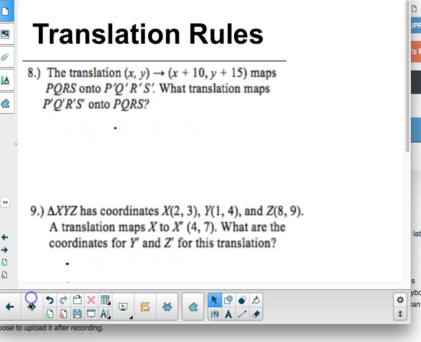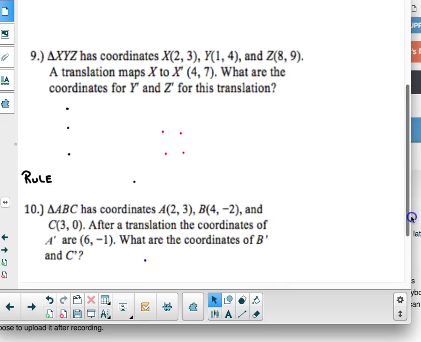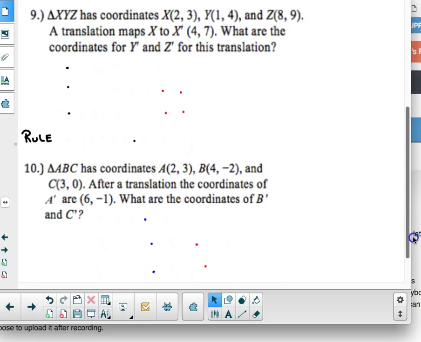Now, the last things we have to do. The translation (x, y) to (x plus 10, y plus 15) maps PQRS onto P prime, Q prime, R prime, S prime. What translation maps the image back to the pre-image? Think about undoing. And it should be the reverse. And that's it. Okay? Now, 9 and 10 are your self-quiz.